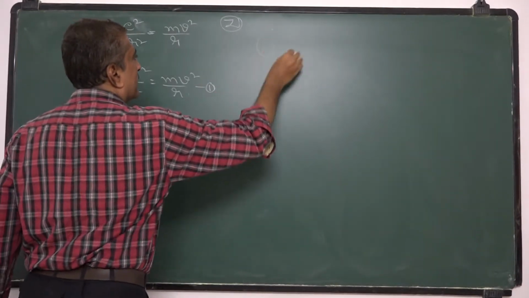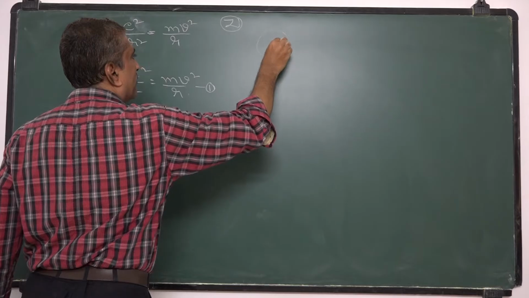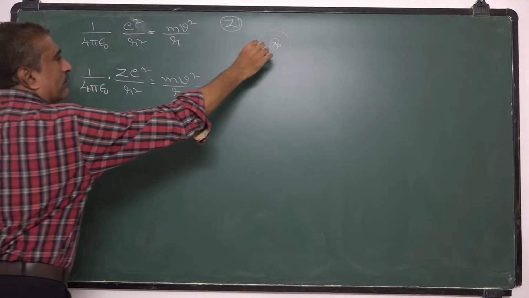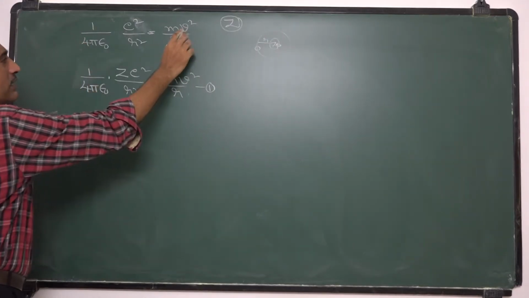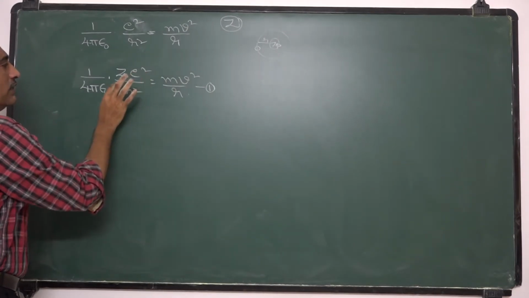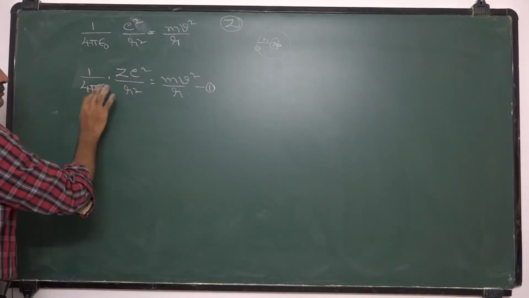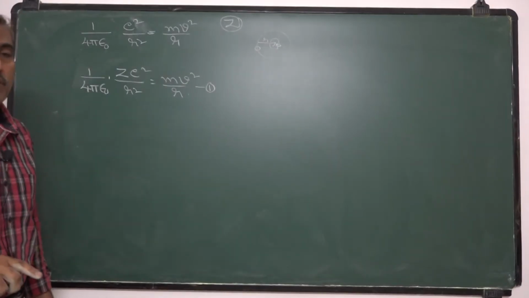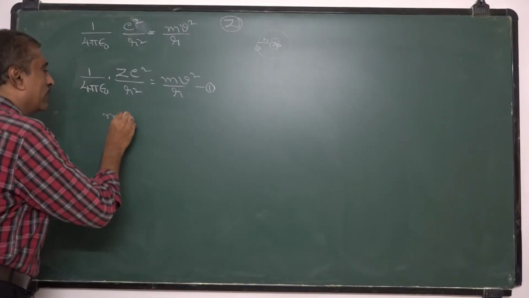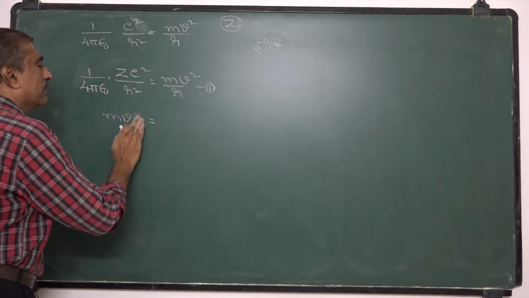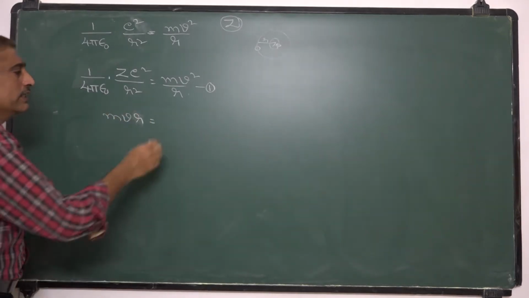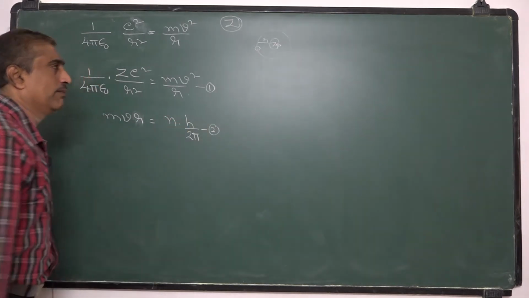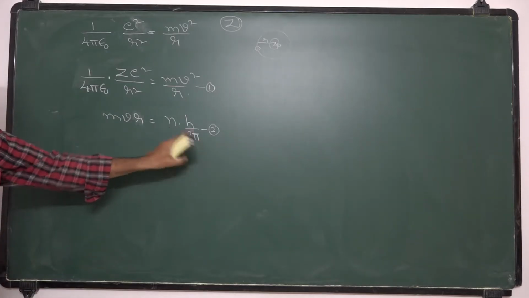That means we consider like this, in the nucleus there are Z number of protons and the electron is revolving around the nucleus. If we consider this is the radius of the orbit, in that case the necessary centripetal force is equal to the Coulomb force of attraction. This is the first condition. And according to Bohr's model of atom, the angular momentum of an electron revolving in a stationary orbit is equal to an integral multiple of h by 2 pi. This is the second condition.